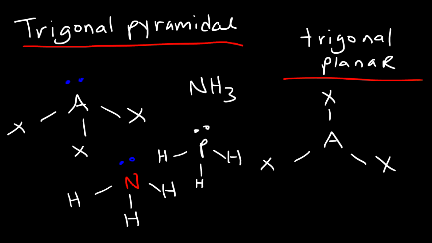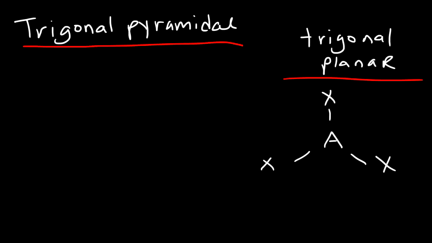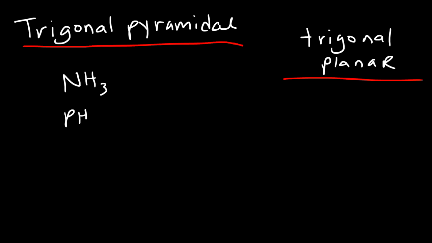So if you notice something, I just want to point something out. Elements that have the trigonal pyramidal structure tend to be in group 5, like NH3, PH3, and AsH3, when hydrogen is the only other atom attached to it. And the ones that have a trigonal planar structure tend to be in group 3, but not always though. So BH3 is an example.